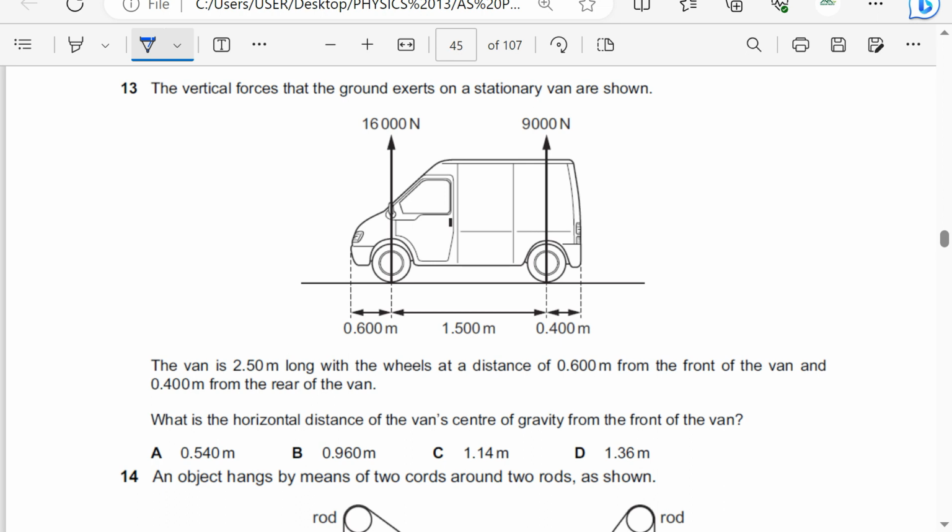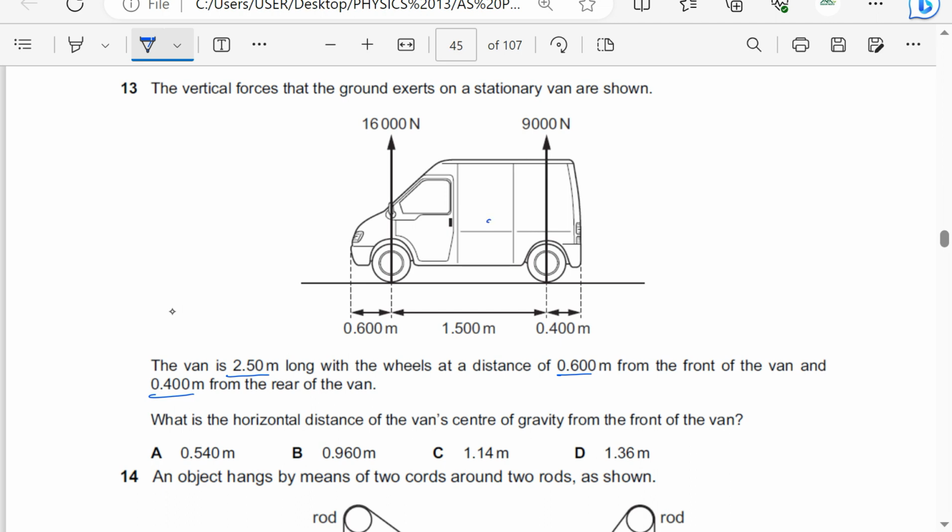The vertical forces that the ground exerts on a stationary van are shown. The van is 2.5 meters long with the wheels at a distance of 0.6 meters from the front of the van and 0.4 meters from the rear of the van. What is the horizontal distance of the van's center of gravity from the front of the van? So let's just position the center of gravity somewhere within the van.